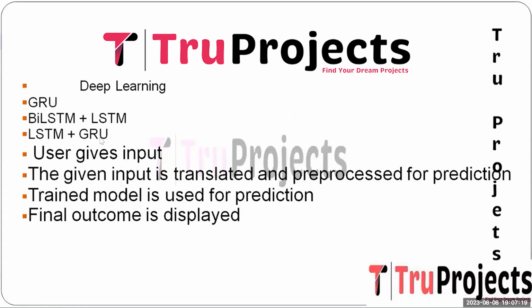And the next one is LSTM plus GRU. The amalgamation of long short-term memory plus gated recurrent unit optimally captures the sequential relationship, aiding in precise fake news identification through nuanced context comprehension.